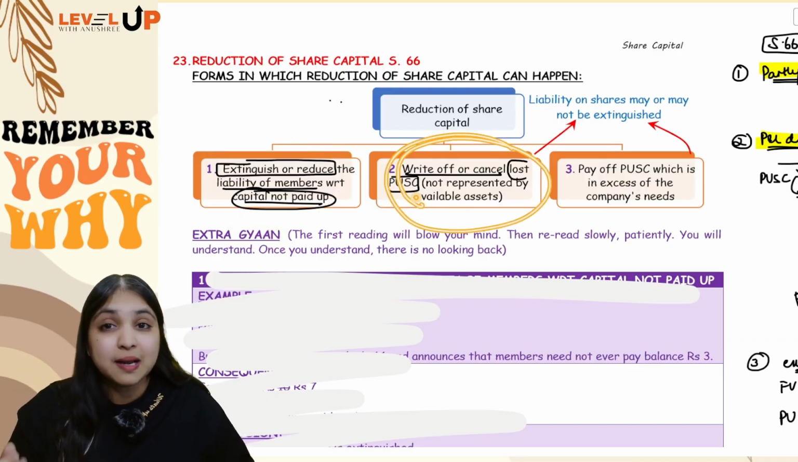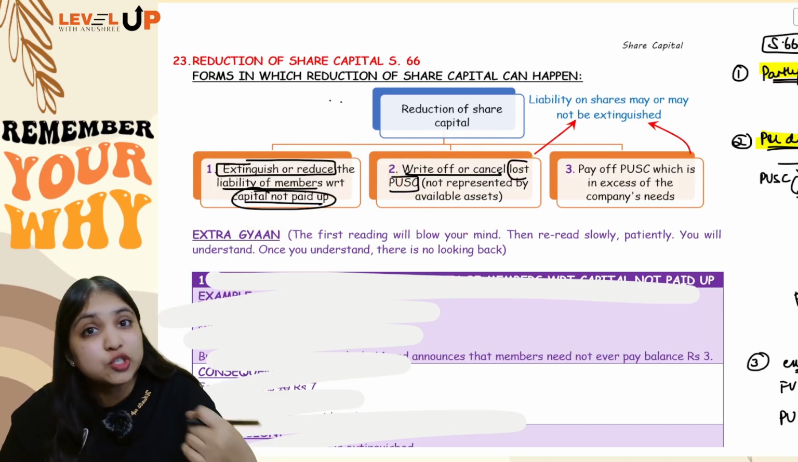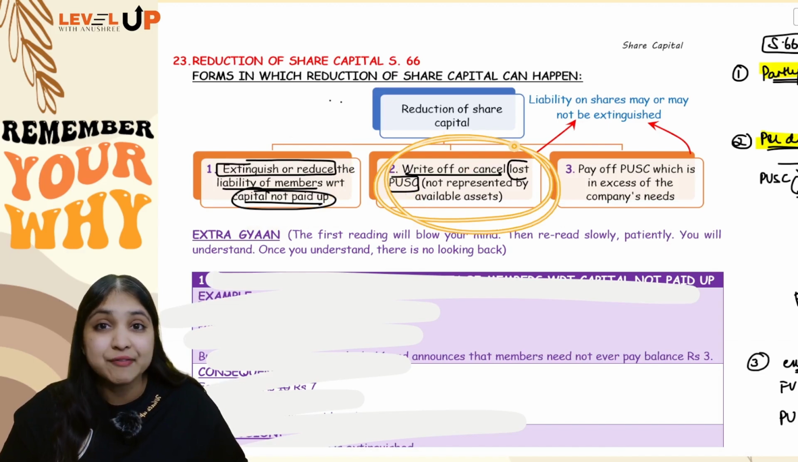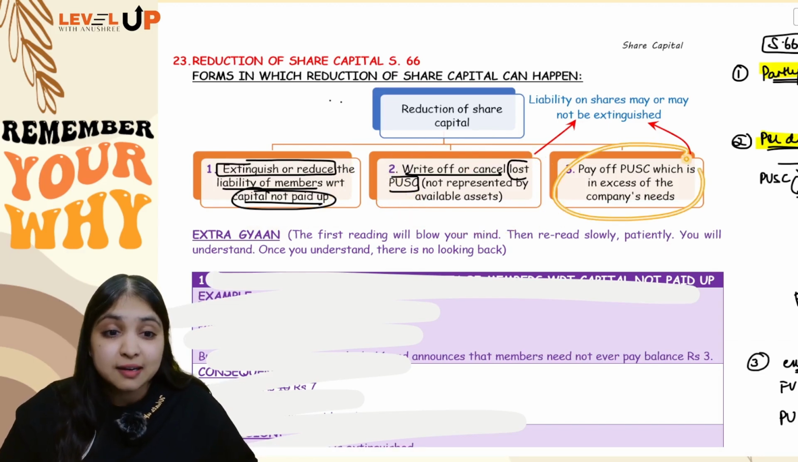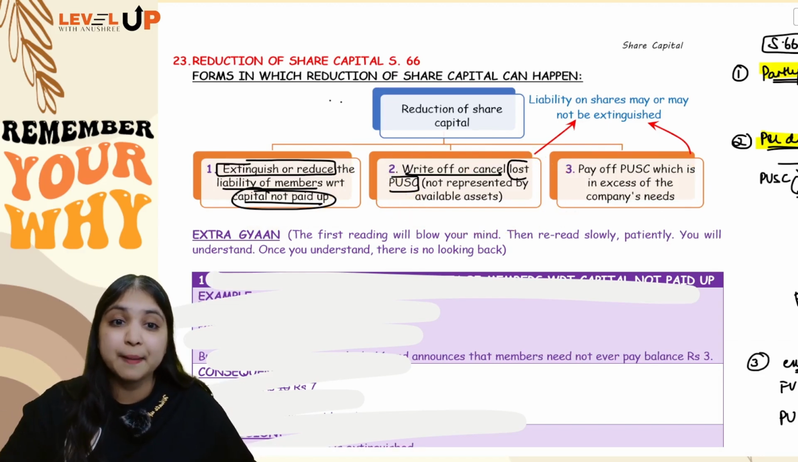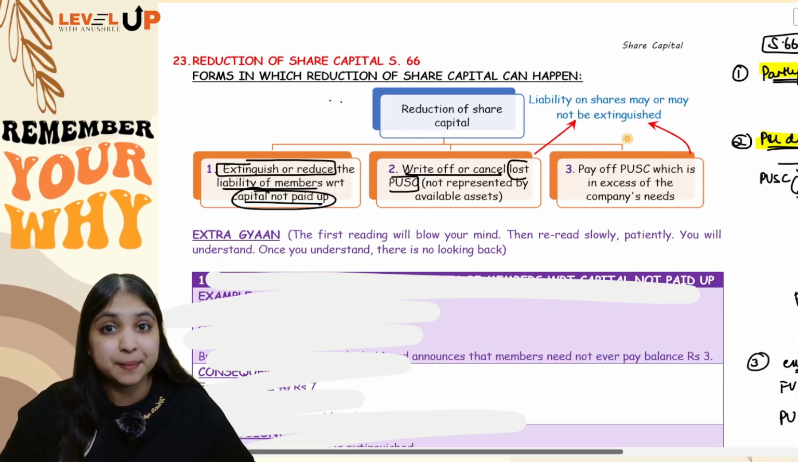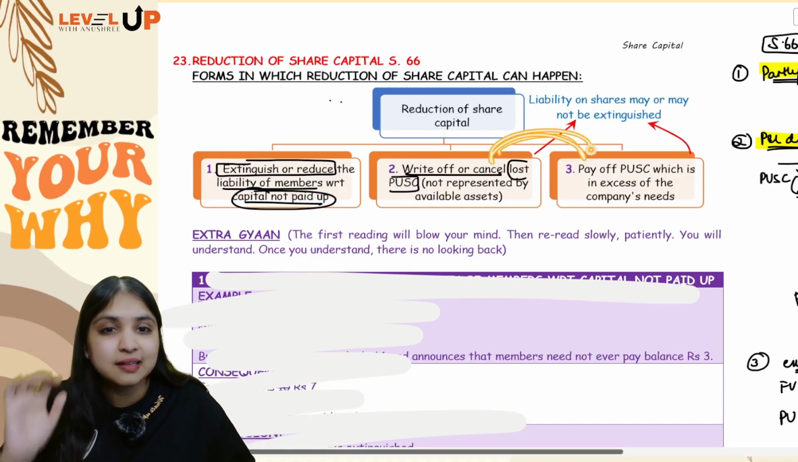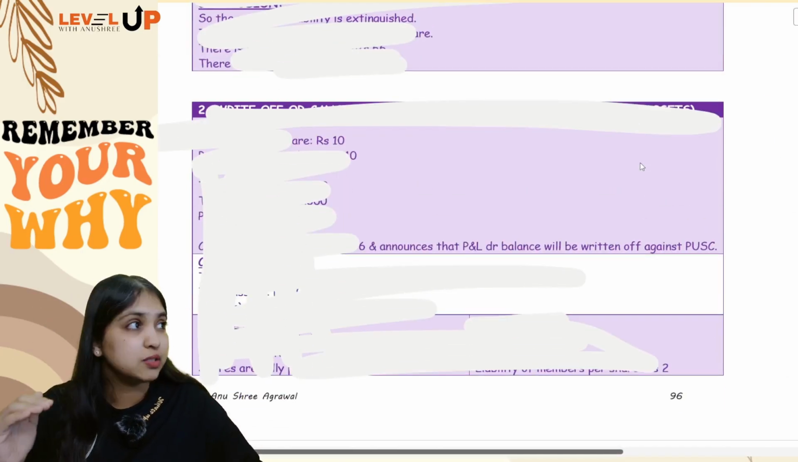In the second method, the company is writing off the lost paid up share capital, which is not represented by assets in the company. So in the second method, the company is basically having some P&L debit balance. In the third method, the company is paying off paid up share capital, which is in excess of the needs of the company. Company is returning the excess capital back to the members. So in the second and in the third method, the liability of members may reduce, may not reduce.